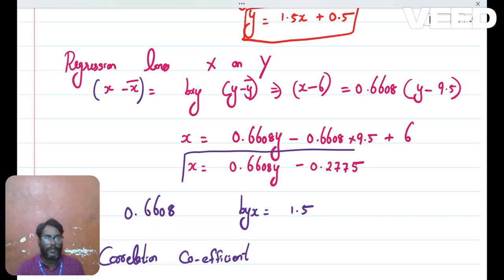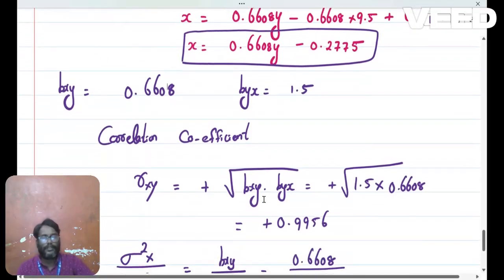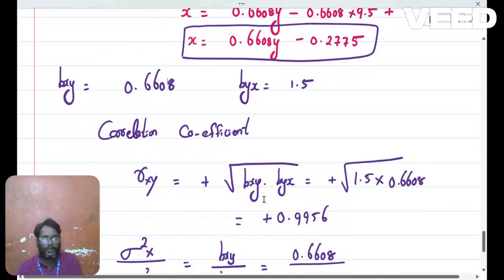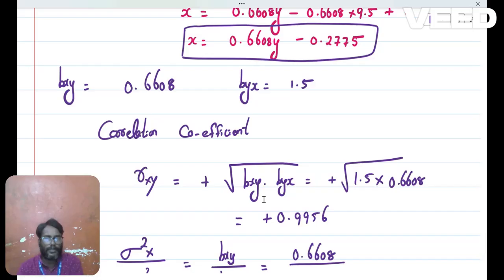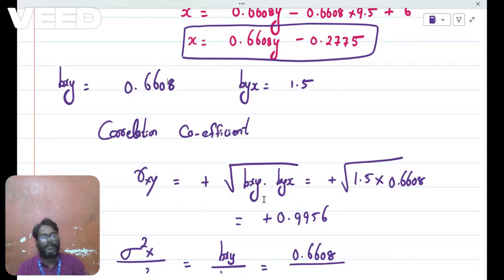Further, using the regression coefficients, we are able to deduce the following things. The first one is the correlation coefficient. If we know the two regression coefficients b of xy and b of yx, then we can deduce the correlation coefficient. That is r of x comma y is equal to, here b of xy and b of yx are positive, therefore plus square root of b of xy into b of yx. So you will get 1.5 into 0.6608, and if you take the square root of that, you will get 0.9956.